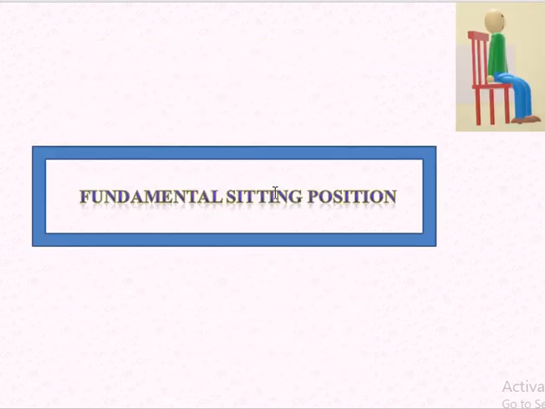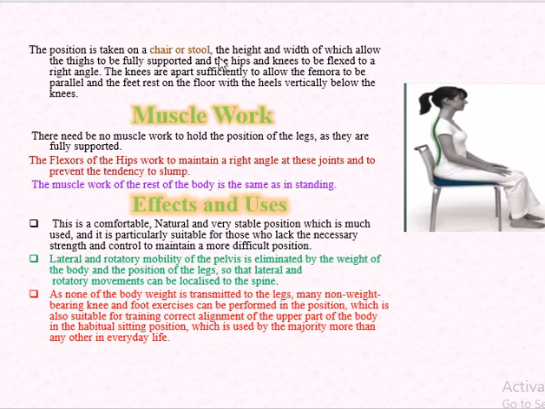Fundamental sitting position. Look at yourself when you are in sitting position. The position is taken on a chair or stool, the height and width of which allow the thighs to be fully supported and the hips and knees to be flexed to a right angle, and the knees are apart sufficiently to allow the femora to be parallel, and the feet rest on the floor with the heels vertically below the knees.